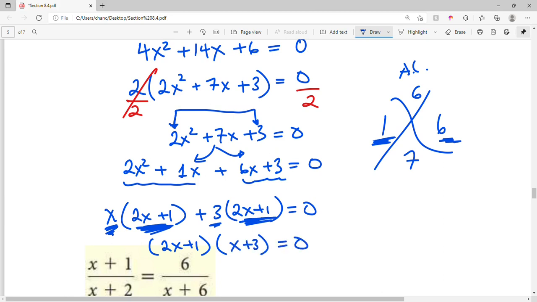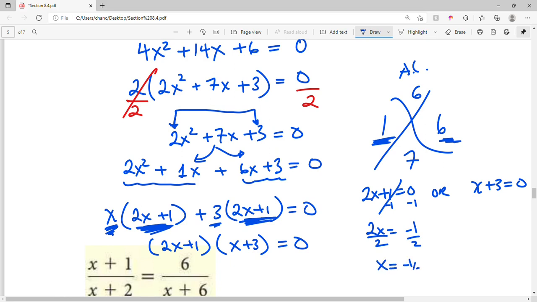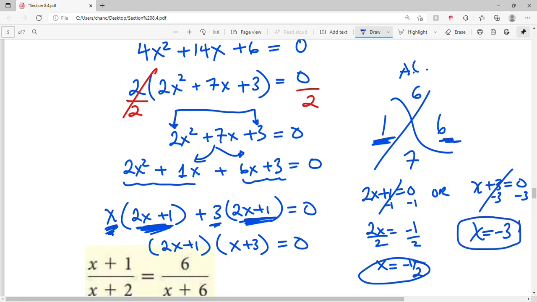Since we have two numbers multiplied to give us 0, we can set each one separately equal to 0 and solve. For the first one, we could subtract 1 to both sides. 2x equals negative 1. Divide both sides by 2, and so x equals negative 1/2. That's our first solution. And for the other one, we can subtract 3 to both sides, and x equals negative 3. That's our second solution.